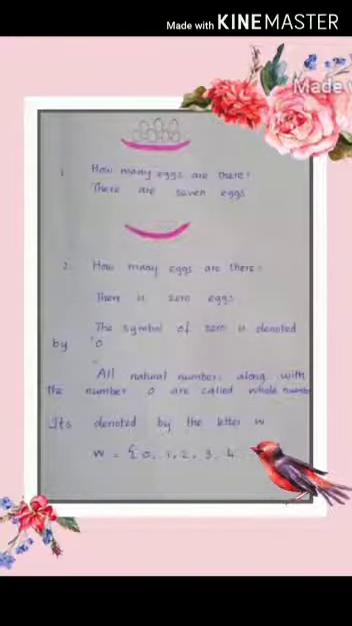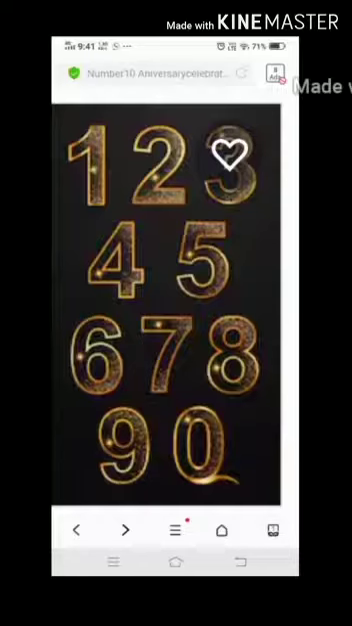Whole numbers. How many eggs are there? There are 7 eggs. What do you see in the next picture? There is nothing in the basket. How many eggs are there? There are 0 eggs. The symbol of 0 is denoted by a small circle. All natural numbers along with the number 0 are called whole numbers. It is denoted by W. W is equal to 0, 1, 2, 3 and so on.